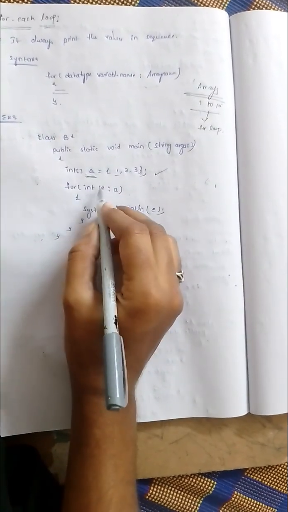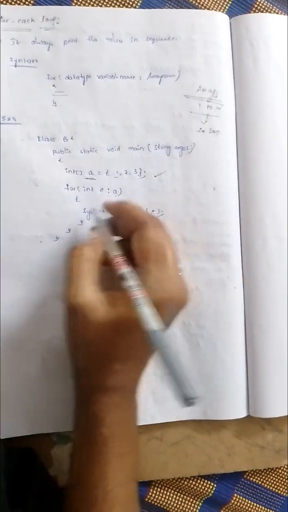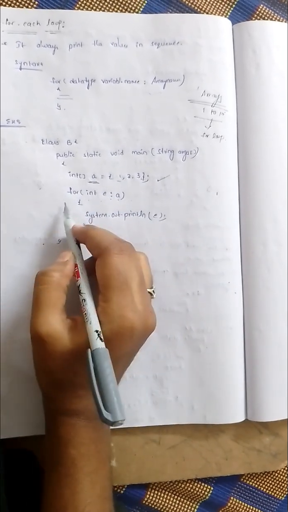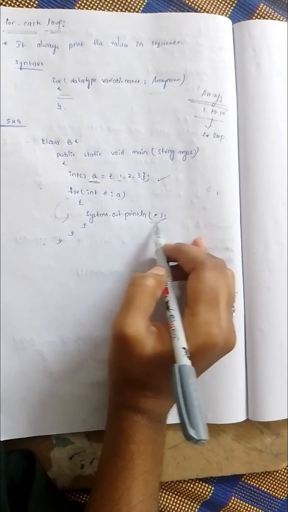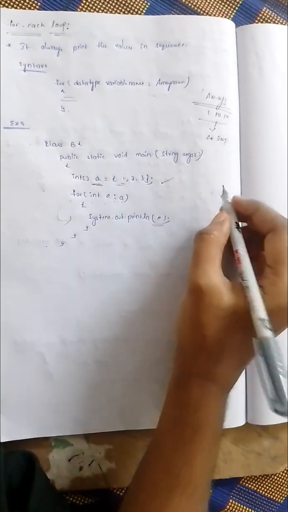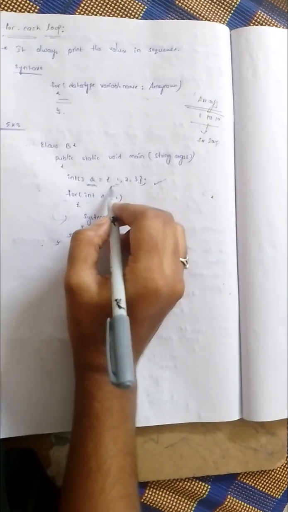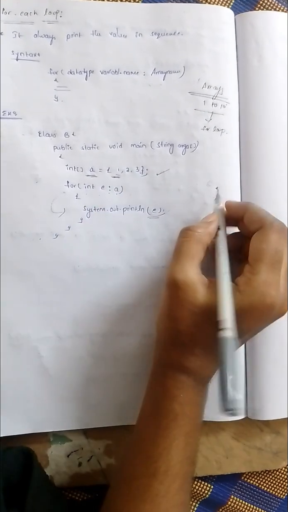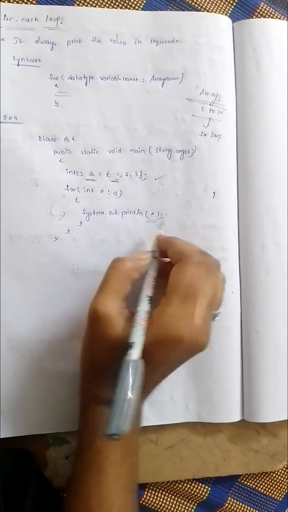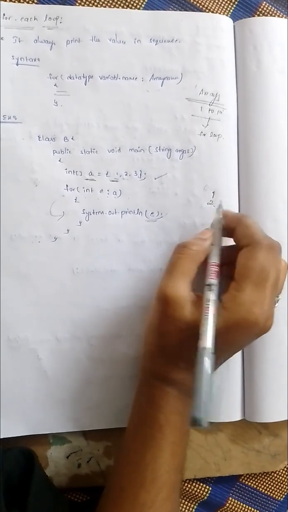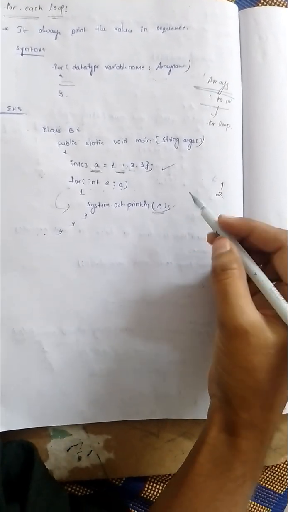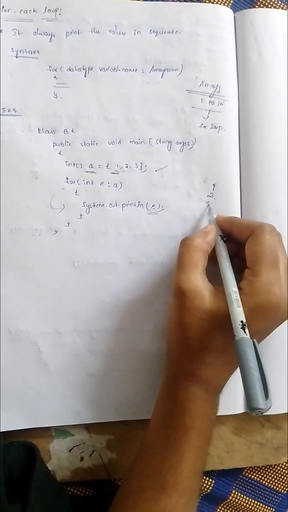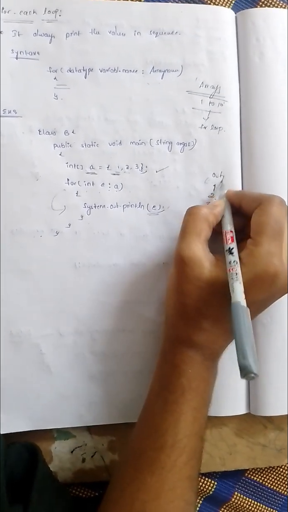int e : a. In this case, in the first iteration, variable e takes the first value of the array and prints that value. Here 1 is the first value of the array, so it prints 1. The second time it takes the second value of the array and prints 2. This process continues until all values in the array are printed. This is the output. For each loop always prints in a sequential manner only. For each loop is used with arrays.